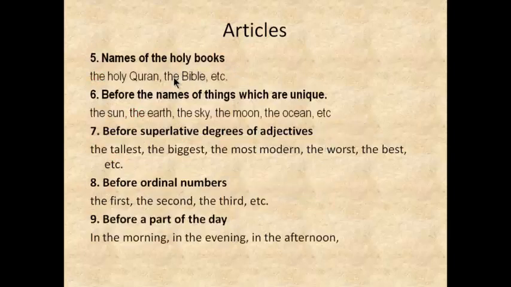Names of the holy books, for example, the Holy Quran, the Bible, etc. Before the names of the things which are unique, you also use the sun, the earth, the sky, the moon, the ocean, etc. Before superlative degrees of adjectives, the tallest, the biggest, the most modern, the worst, the best, etc. Before ordinal numbers, the first, the second, the third, and so on. Before a part of the day, in the morning, in the evening, in the afternoon.